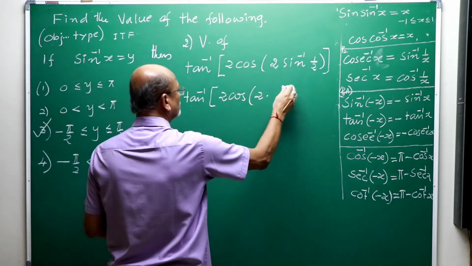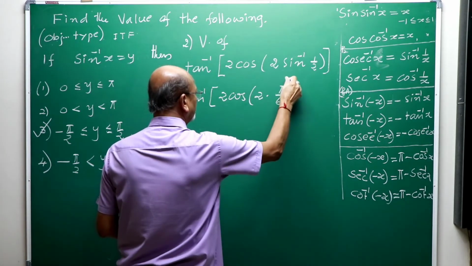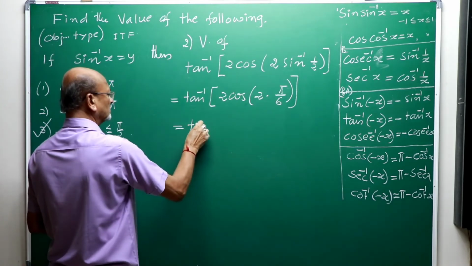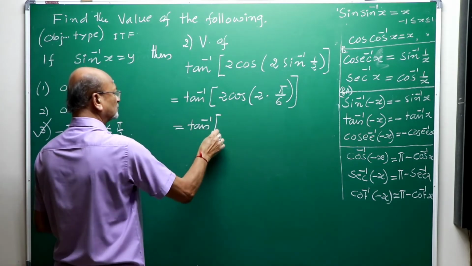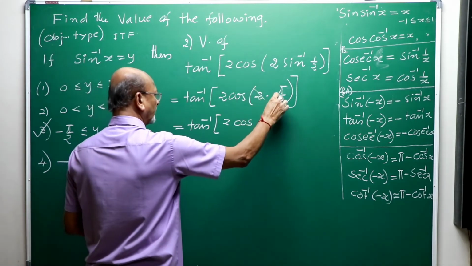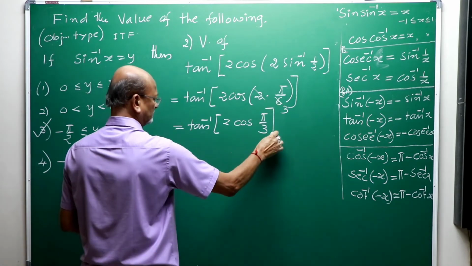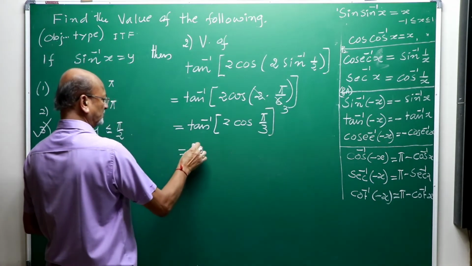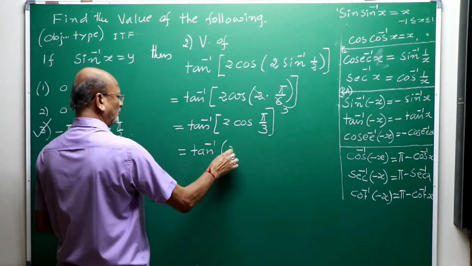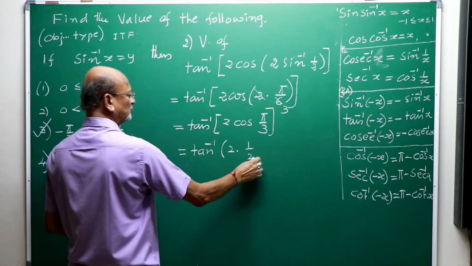Friend, 2 into sine inverse 1/2, 30 degrees, which is π/6 radians. Friend, it is what? Tan inverse 2 cos, 2 into π/6 cancels, my friend, 3. It is π/3, 60 degrees. 60 degrees, yes. What is this? Tan inverse 2 into cos 60, my friends. Cos 60 is 1/2.